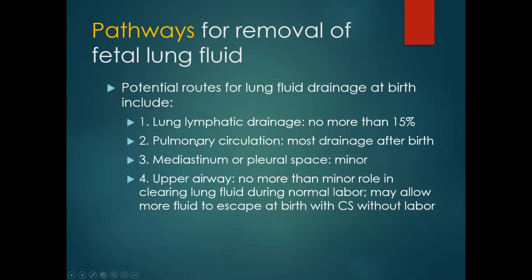Again, part of the summary is the pathways for removal of fetal lung fluid, where the potential routes of lung fluid drainage at birth happen. So there are 4. One is when they get into the interstitium, the lung lymphatic drainage will kick in, contributing this percentage of lung fluid clearance. The other is the pulmonary circulation, where most of the drainage occurs after birth. That's why those venous drainages are critical in modulating transient tachypnea of the newborn.